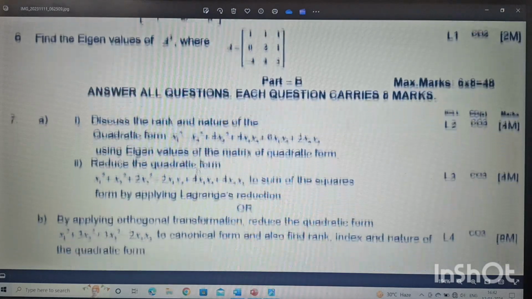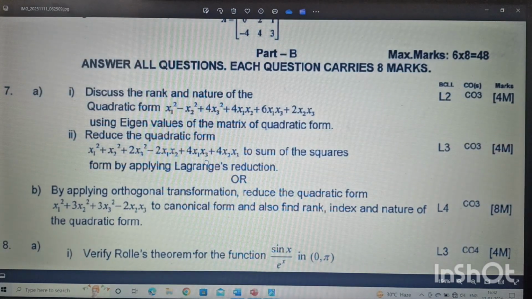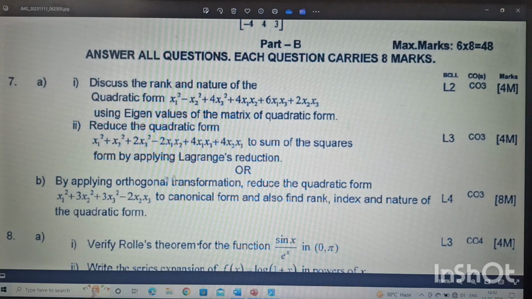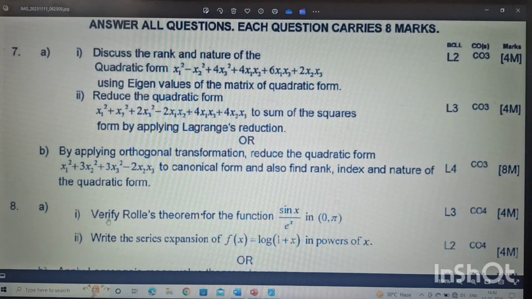Okay na. So next in the 7th law second question, or by applying orthogonal transformation reduce the quadratic form. So the given quadratic form is converted to canonical form, and also finding rank, index and nature. So next one, verify Rolle's theorem for the function sin x by e power x in 0,5 interval.